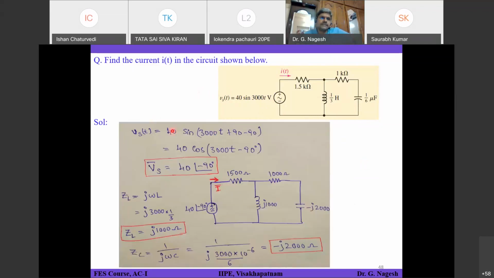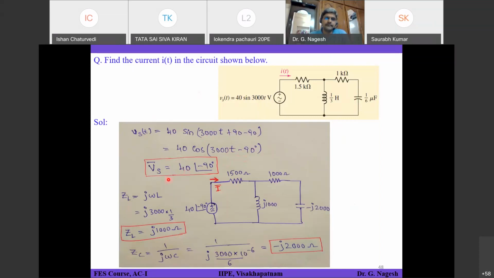If you see here, this is your voltage source, 40 into sine of 3000 t plus 90 minus 90. If you are converting into an equivalent cosine function, this minus 90 will be left. So you are having 40 at an angle of minus 90 as your phasor source voltage.